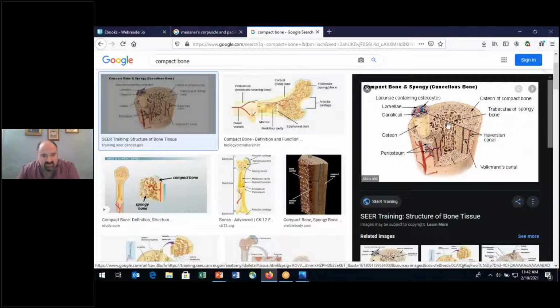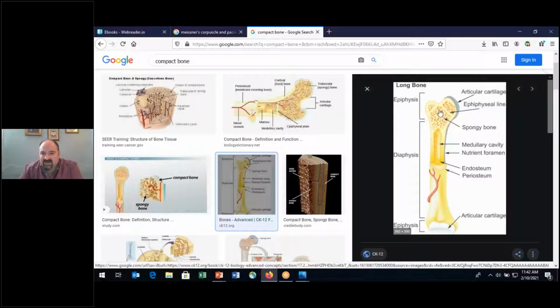So you see they're both in different locations. Know that also spongy bone can be located at the ends of bone. Spongy bone can be located at the ends of bone, and you see how there are openings. These openings will allow for the marrow to be present here, as well as here in the medullary cavity.